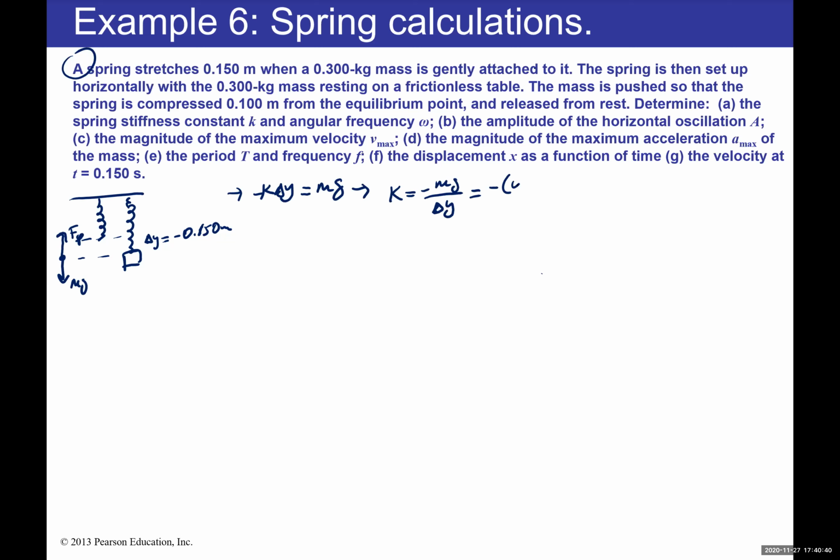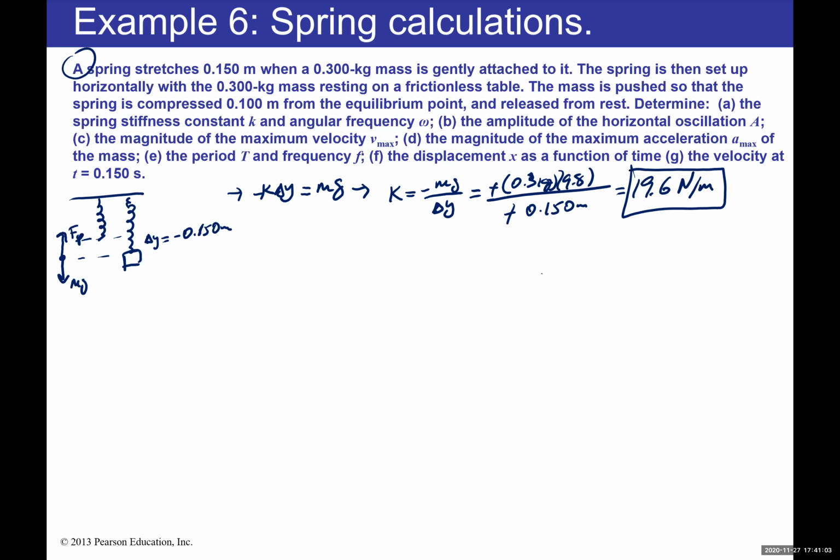So negative 0.3 kilograms times 9.8, then divided by negative 0.15 meters. Negative because delta y is negative, right? So again, the negatives are going to cancel out. I'm going to get 19.6 newtons per meter. That's where this spring constant K of the previous few examples comes from.